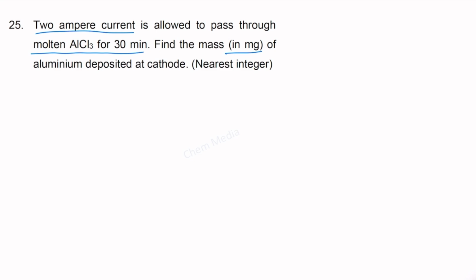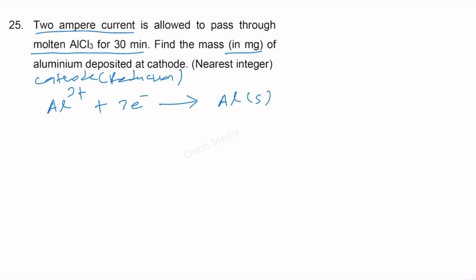Here AlCl3 is undergoing electrolysis. This means that in the molten medium we will be having Al3+. Therefore, the half reaction happening at the cathode is reduction. Al3+ gains 3 electrons and we will be getting Al solid. Cathode: reduction. What this means is that if we have 1 mole of Al3+, we require 3 moles of electrons so that we can get 1 mole of aluminum. That is the stoichiometry here.